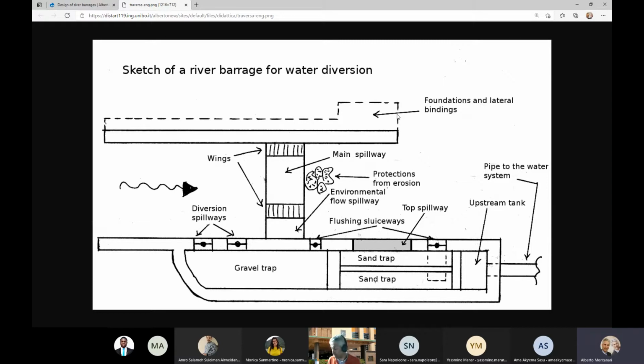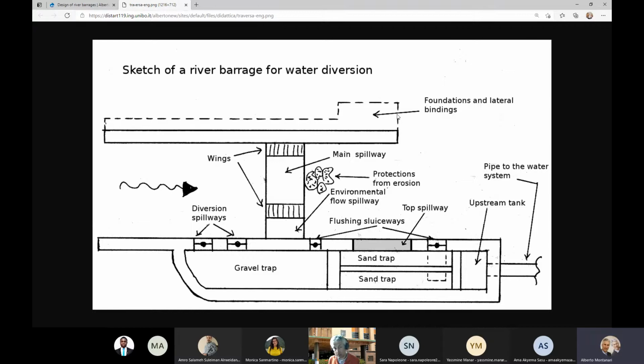Okay, very good. Now, what happens after the system of gravel trap and sand trap? Now we are ready to deliver water downstream, and we may use different ways depending on the water use, depending on the context, the environmental context. In some cases, there is an open channel. There is a channel with free flow.